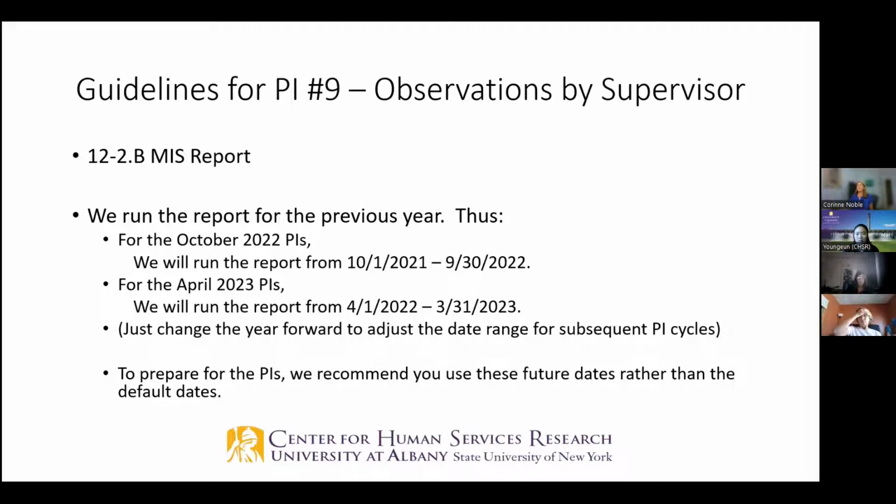This PowerPoint you can keep forever, and you just change the year forward as we go along and new cycles come up. Why do we recommend that you use these? Because if you run it for today, for example, the default dates will take you a year back. That means that you might have observations that happened in a time that won't be used for the PIs that are run from October 1st. You might have some August and September observations that happened last year, and you say, oh, I'm doing good, but not for the PI period.